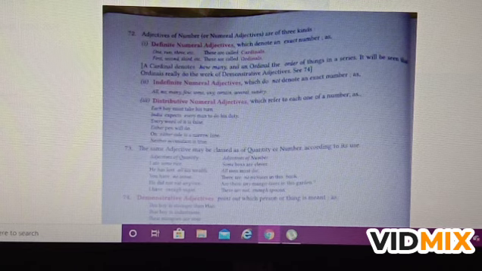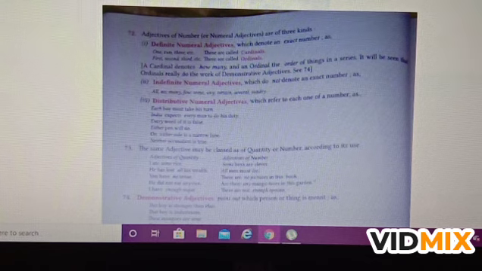So there are some words which denote the indefinite numeral adjective. They are all, no, many, few, some, any, certain, several, sundry. So these are the words which show that the numeral adjective is definite or indefinite. So in case of these words, it is indefinite numeral adjective.